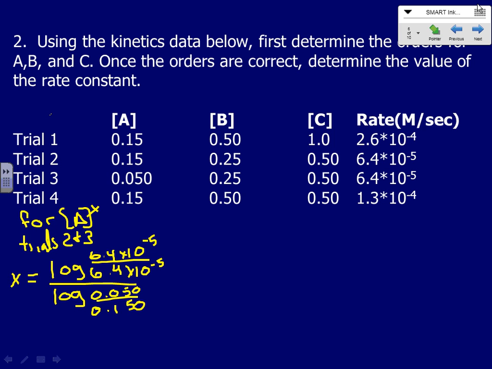But here, let's take a critical look. What happened to the rate when I changed the concentration? Stayed the same. What's the exponent when there's no effect on it? Yep, 0. So whether you plow through the calculation or whether you see that, I don't care. But as soon as you take the log of 1, what's the log of 1 equal to? Yep, 0. So that tells you it's 0th order. It turns out that A has no effect on the rate.